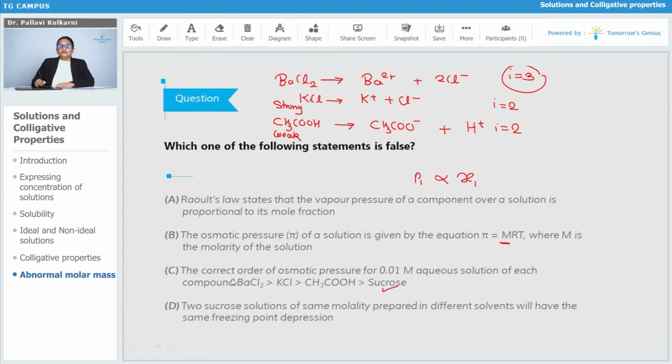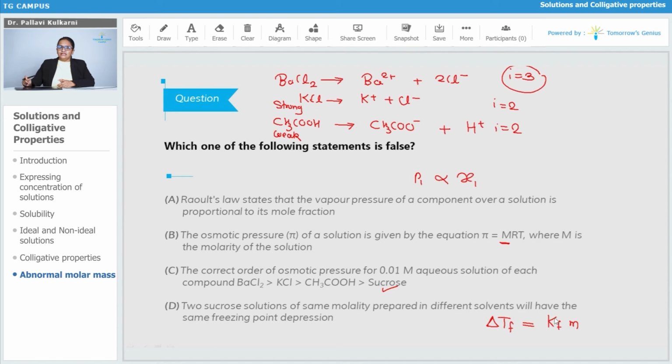Option D, 2 sucrose solutions of same molality prepared in different solvents will have same freezing point depression. Sucrose is the solute which is same for both of them. Molality is also same, but solvent is changed. If you remember, the nature of the solvent is responsible for the value of Kf, that is nothing but the cryoscopic constant. If solvent is changed, Kf will be changed. If Kf is changed, delta Tf also will be changed. Delta Tf is nothing but the freezing point depression, because delta Tf is equal to Kf into molality.